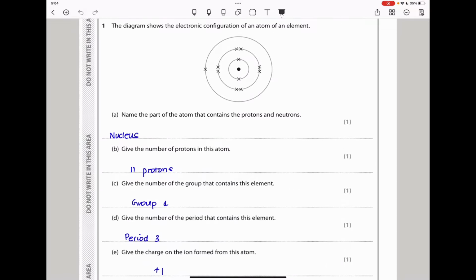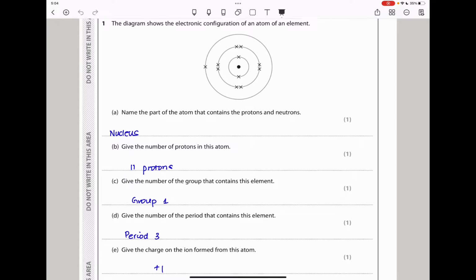The next part says, give the number of protons in this atom. If this is an atom and it has 11 electrons, it means it also has 11 protons. Remember, they told you this is an atom of an element, so it means this is in its elemental state. So the number of protons should equal the number of electrons, so this is 11 protons.